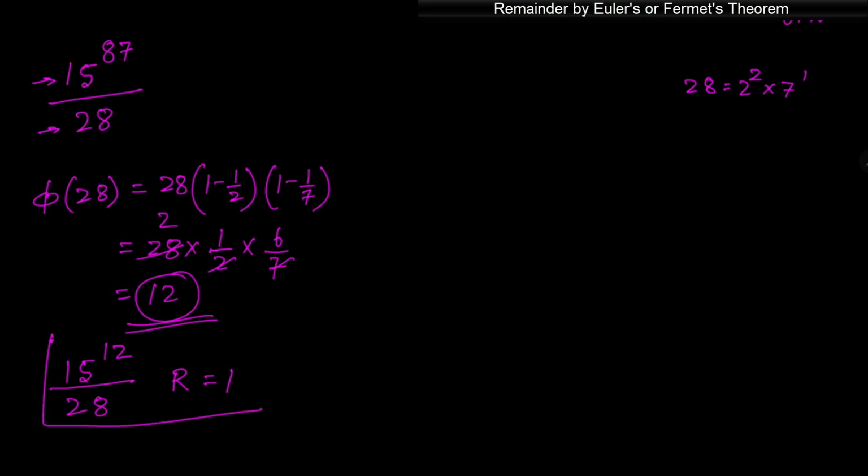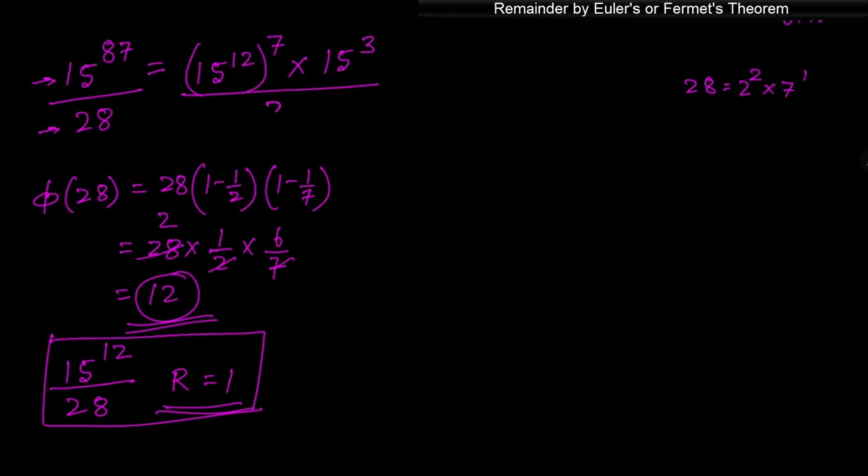That is Euler's theorem. As long as 15 and 28 are co-prime to each other, this will always work. This will always directly give you that power for which the remainder is 1. So how do we take benefit out of this? 15 to the power 87 can be written as 15 to the power 12, to the power 7 times, which is 84, and 15 cubed will remain. Divide by 28. The first part's remainder is 1: 15 to the power 12 divided by 28 has remainder 1, so 15 to the power 12 to the power 7 has remainder 1 to the power 7.